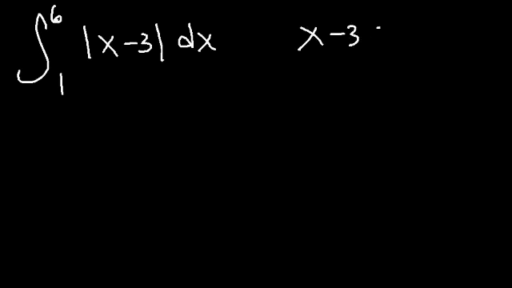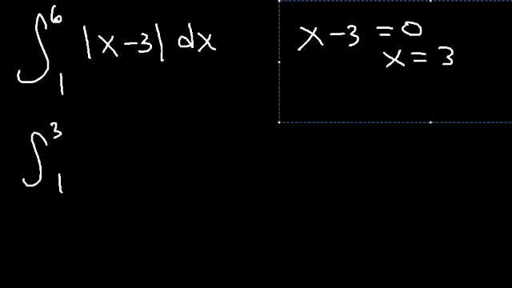Now what about this one? What is the value of the definite integral from 1 to 6 of the absolute value expression? What should we do in this particular case? First, you need to find the vertex of the absolute value. To find the vertex, set the inside equal to 0 and solve for x. So it's at 3. Now what you need to do is separate the function into two parts, from 1 to 3 and from 3 to 6.